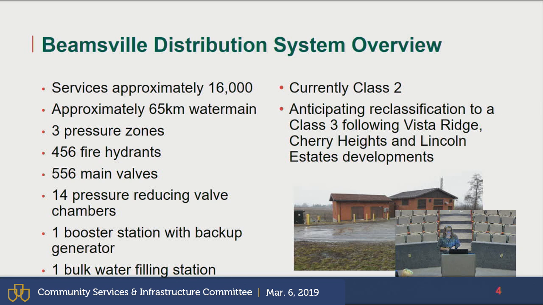So to provide an overview of the existing Beamsville distribution system, it services approximately 16,000 people. We have approximately 65 kilometers of water main. We have three pressure zones. 456 fire hydrants, 556 main valves. So those are within the road to shut it off and isolate. 14 pressure reducing valve chambers, one booster station with backup generator. That's the picture on the side. That's the Hixson pumping station that's at the top of Hixson. One bulk water filling station that's right behind Town Hall.